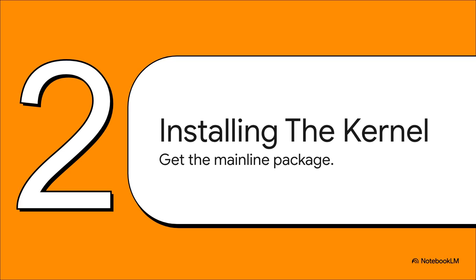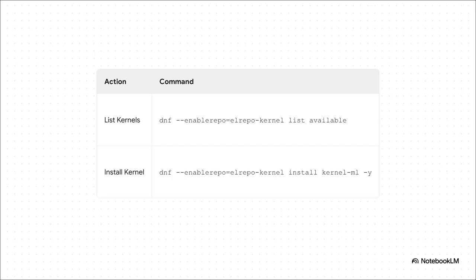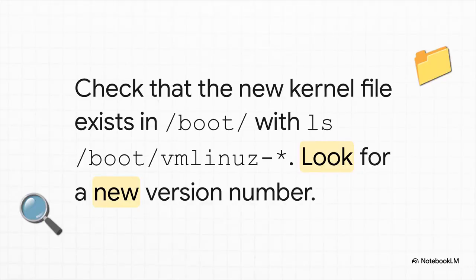Let's actually get that new kernel installed. So this is where the magic happens. That first command, it's kind of optional, but I like to run it just to see what's available, what versions I can grab. The second command is the one that does the heavy lifting. We're telling DNF, hey, look specifically in the elrepo-kernel repository and install the package called kernel-ml. That ML just stands for mainline. Easy. And again, once that's done, let's do a quick sanity check.